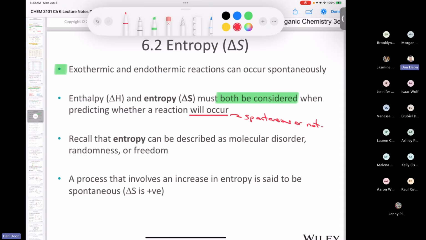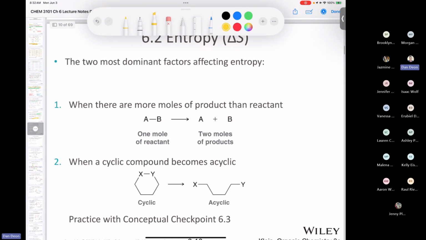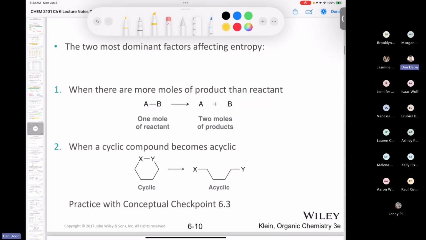And so when we have a process that involves an increase in entropy, so I'll highlight this here, an increase in entropy. That's not a highlighter. That's a highlighter. If it involves an increase in entropy, you say the delta S for the reaction is positive, okay? So there's actually 2 dominant factors that affect entropy in organic chemistry.